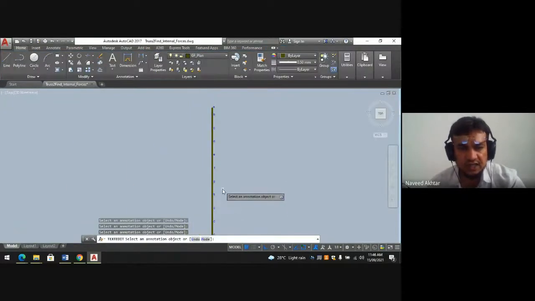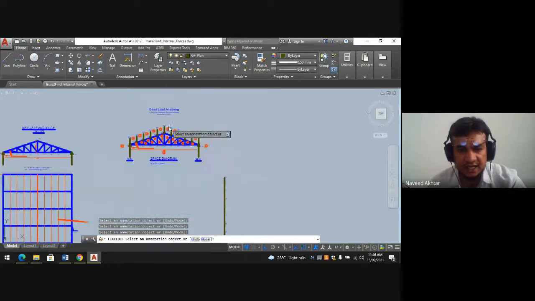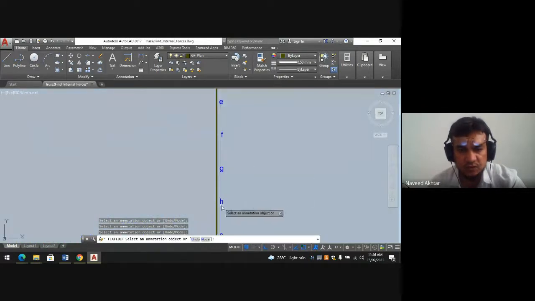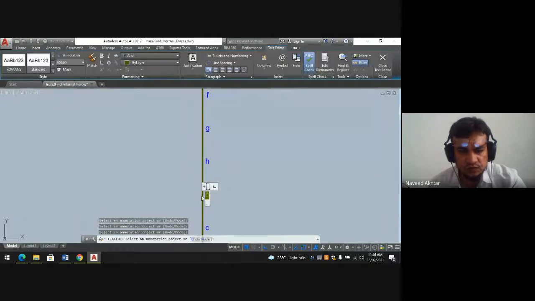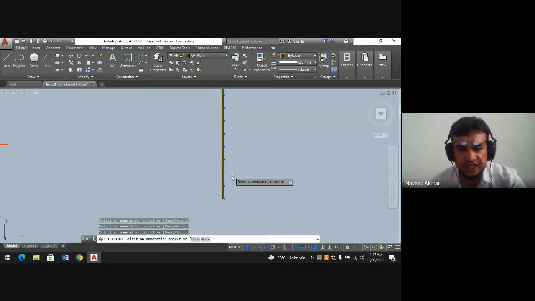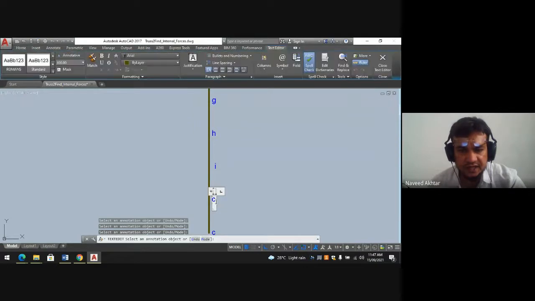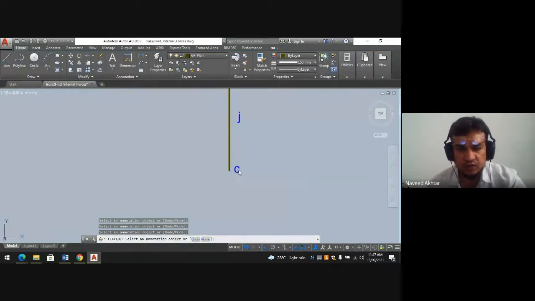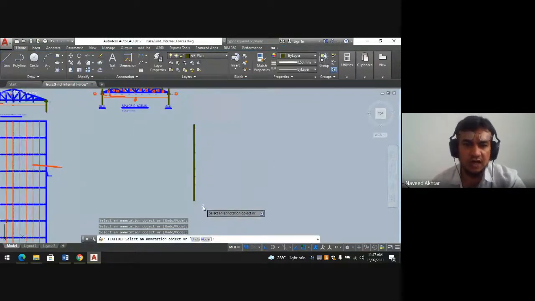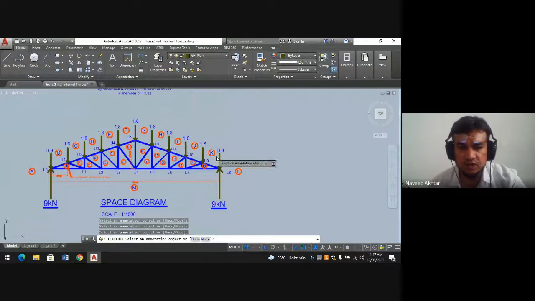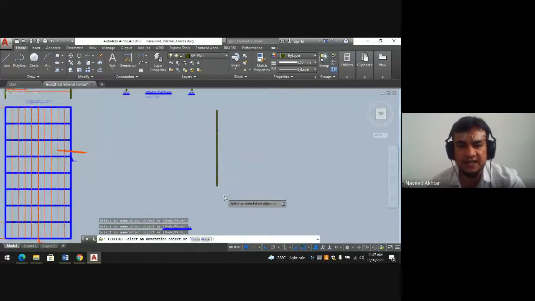H के बाद I, H to I, then I to J, again 1.8, J to K, again 1.8. These all are small letters. In the vector diagram you have to write this. Now K to L it is again 0.9.